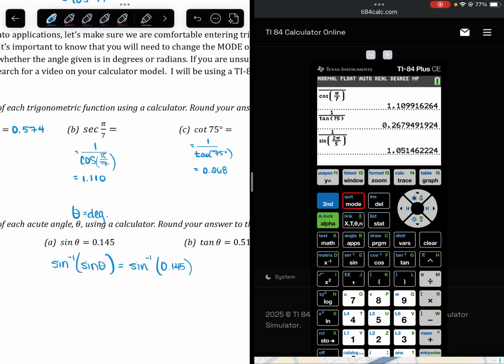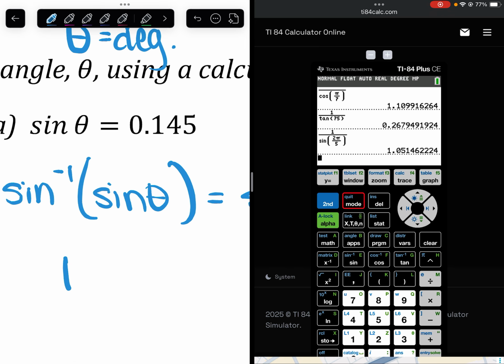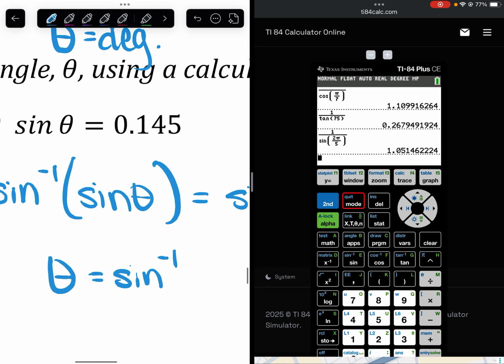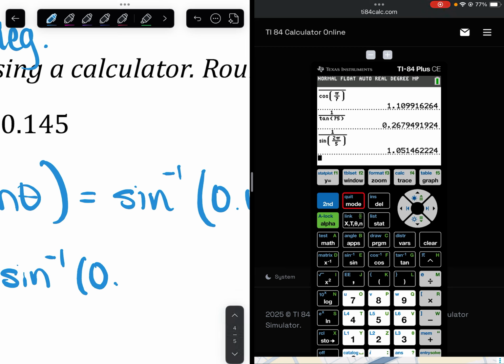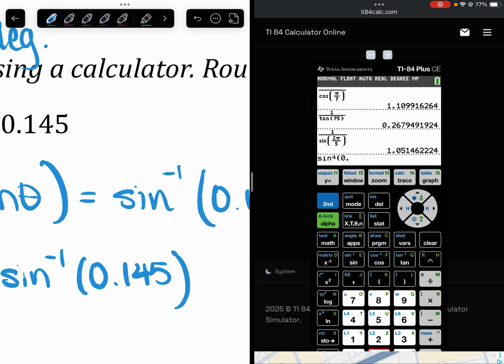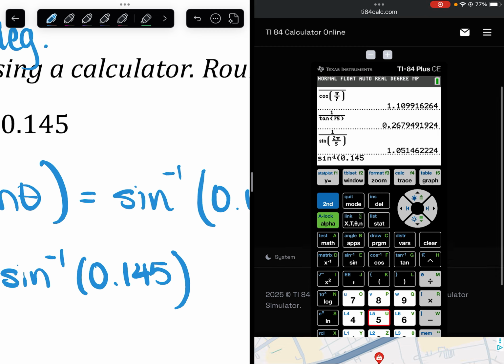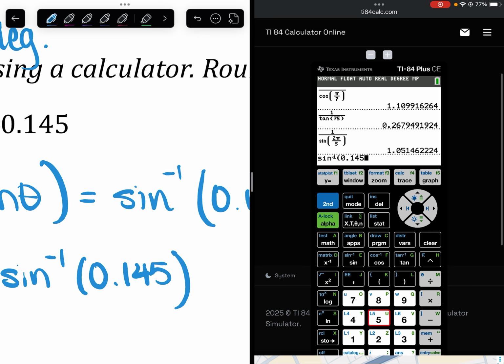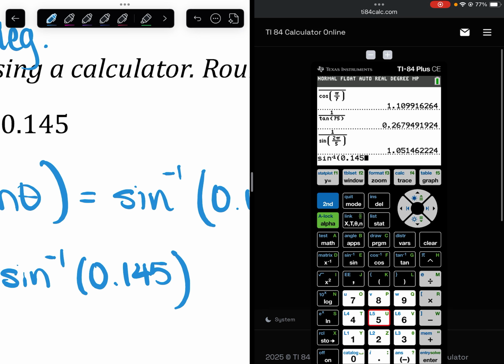So the inverse sine undoes the sine, so that gives us theta by itself. So I just need to type in inverse sine of 0.145 into my calculator. So second sine 0.145. Yes, it's a free calculator. The ads are getting on my nerves. Enter.